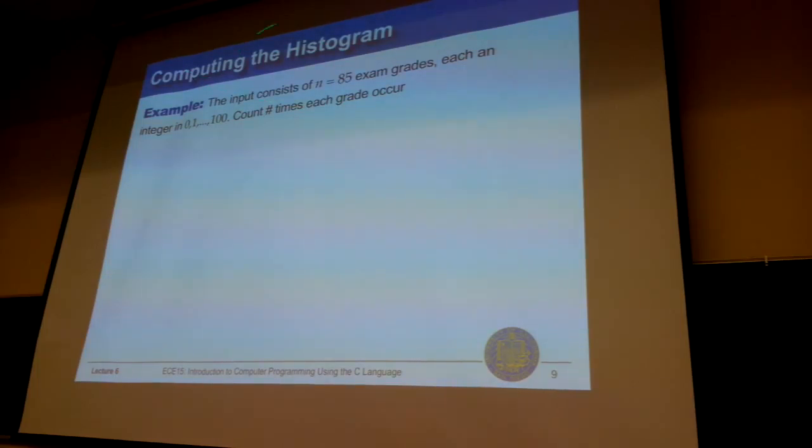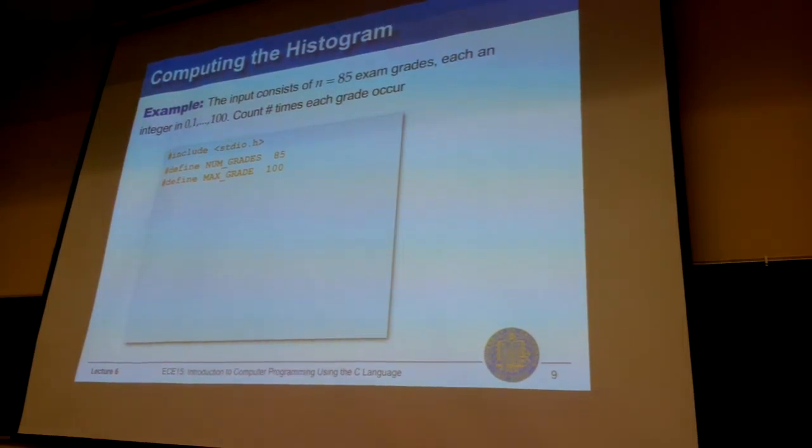So to build that histogram, we obviously need to count the number of times each grade will occur. So we start off, we're using macros to hold the number of grades and the max grade. This allows us to easily modify the program if the number of students or the scoring metric changes. We start off our function here.